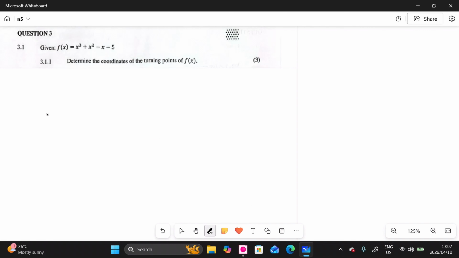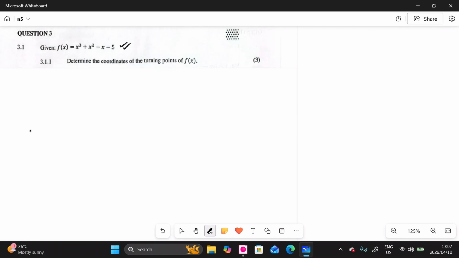All right, let's look at question 3.1.1. In question 3.1, we are given a function: f of x is equal to x cubed plus x squared minus x minus 5. For question 3.1.1, they want us to determine the coordinates of the turning points of f of x.